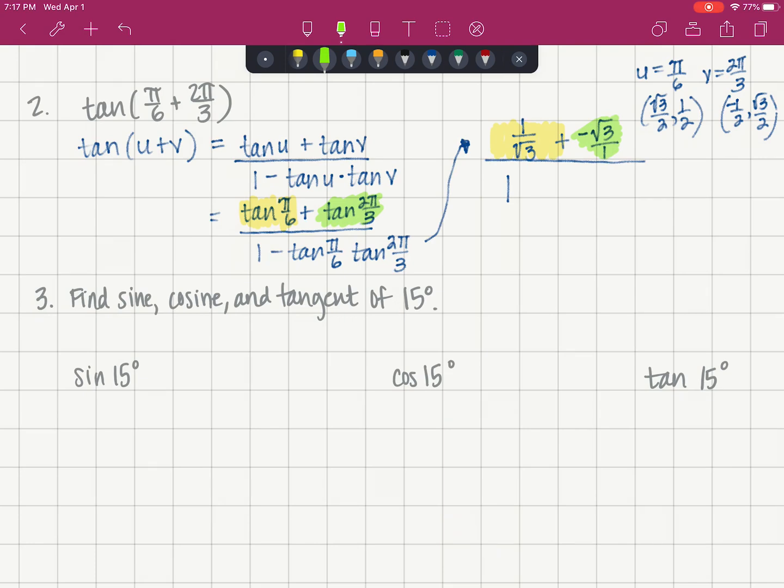I should use another highlighter here just so you know where these numbers are coming from. So that's where those two numbers came from. Then we have 1 minus, well, the tangent of pi over 6, that's that yellow value. And the tangent of 2 pi over 3 is that green value. We're going to multiply those together. So we're going to multiply 1 over the square root of 3 times negative square root of 3 over 1. So I've got 1 over the square root of 3 minus the square root of 3 over 1.